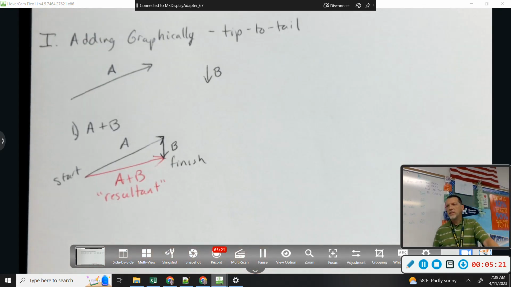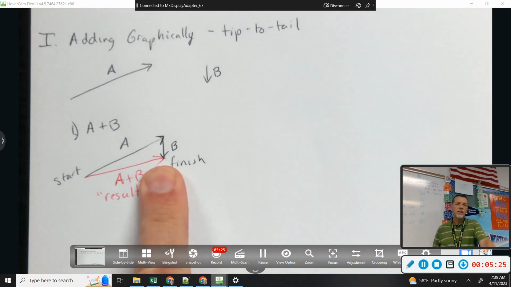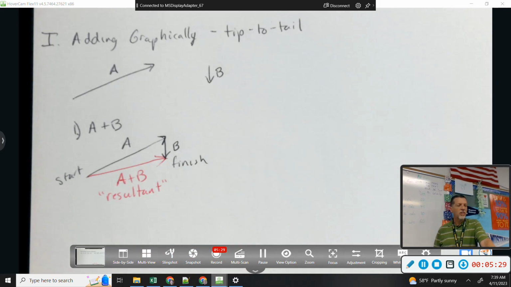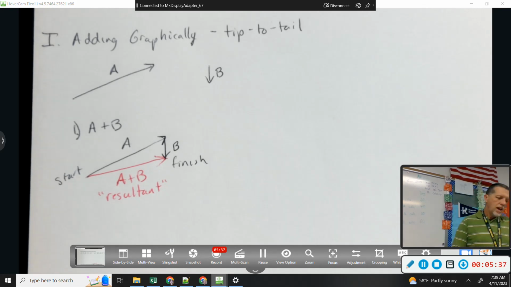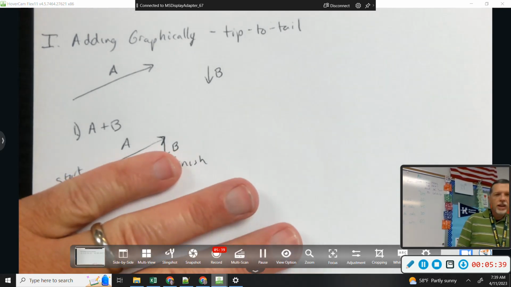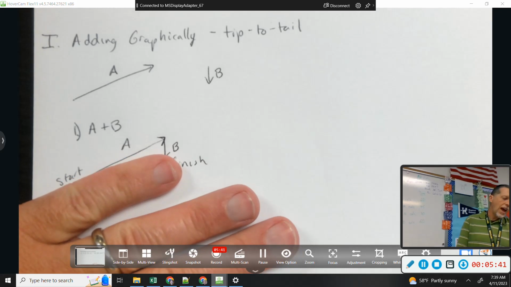The resultant. I don't know who decided to put the extra a and t on the end of that. Why can't you just call it the result? I don't know. Resultant sounds fancier, I guess. So the resultant vector is the answer. If I say do A plus B and you only graph A and B, that's like me saying I need you to add 2 and 4.